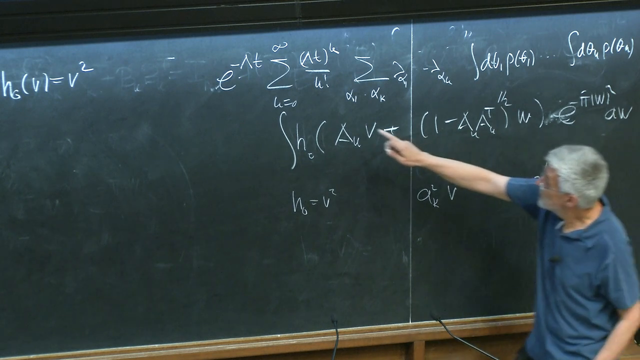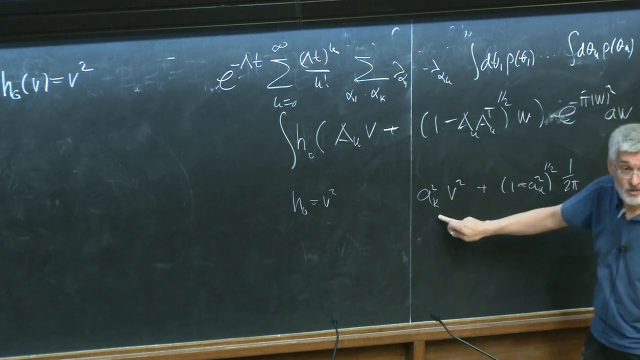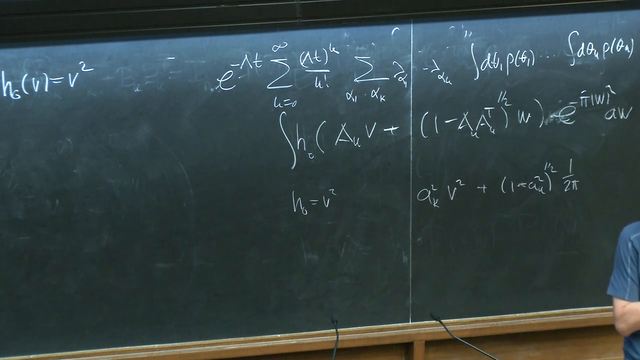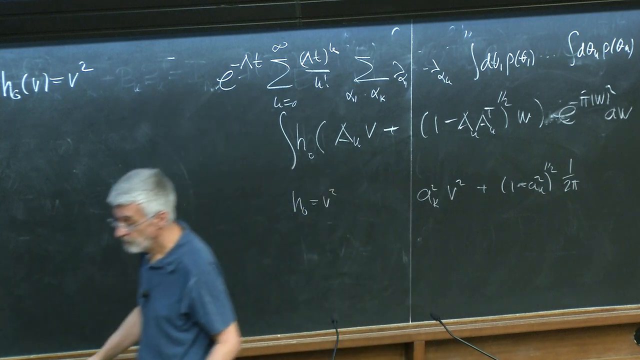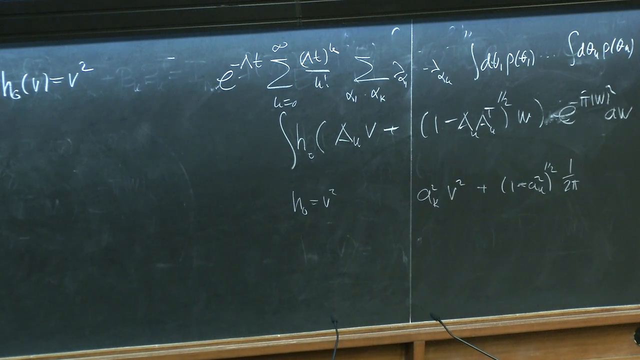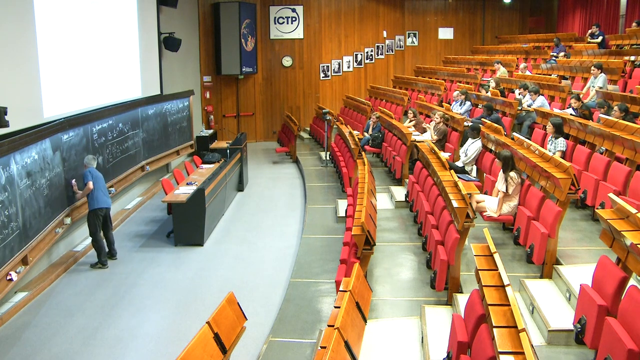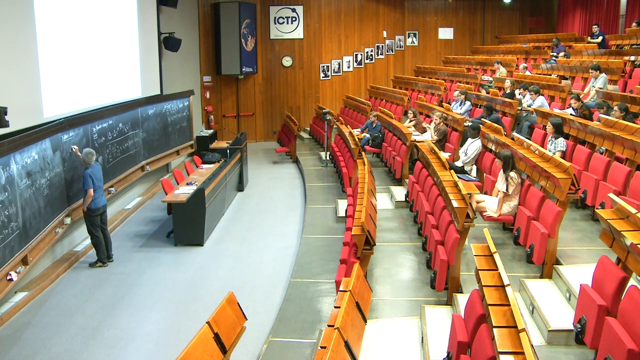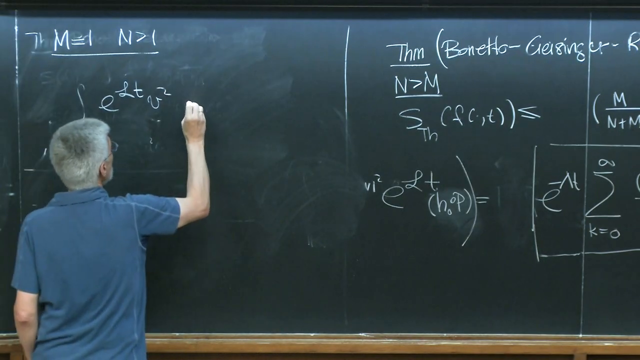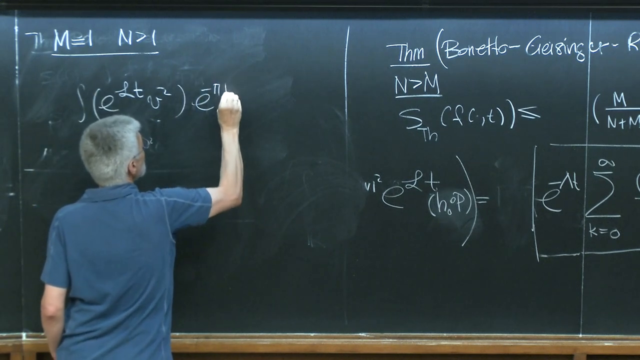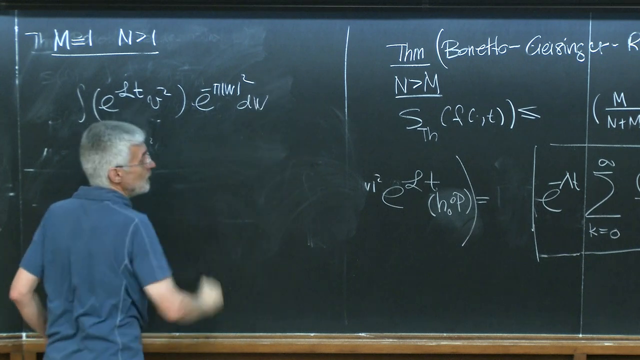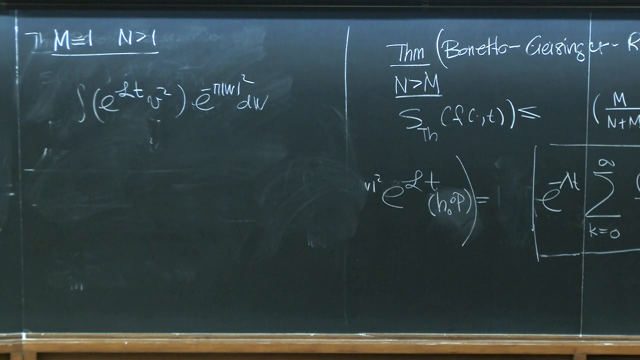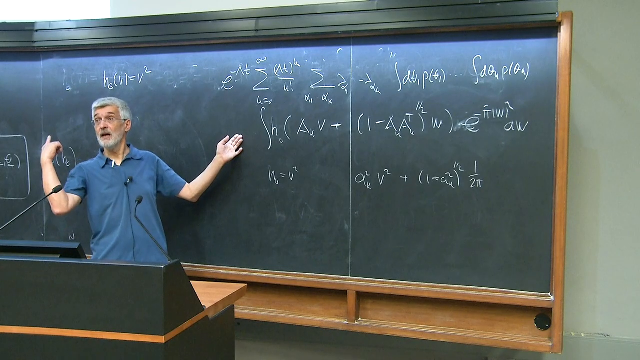And you see something. You see that this sum here, together with this a_k squared, is precisely what you want. So if you have a chance to compute this thing in a different way, then you're home free, right? And the idea is actually quite simple. What you do is the following. You take e to the lt of v squared, e to the minus pi w squared, dw. That's precisely this sum. This whole mess is precisely that.